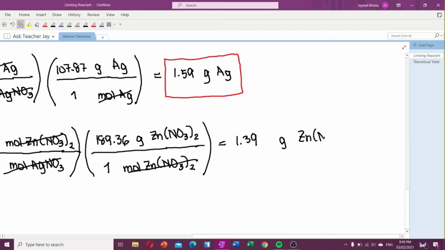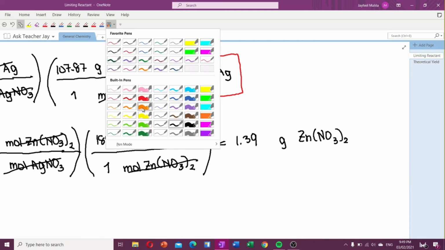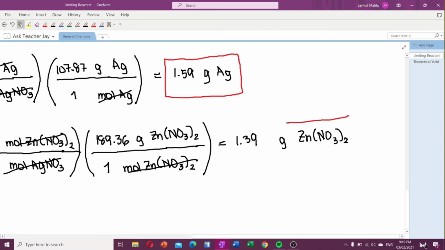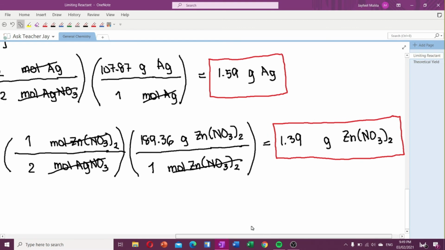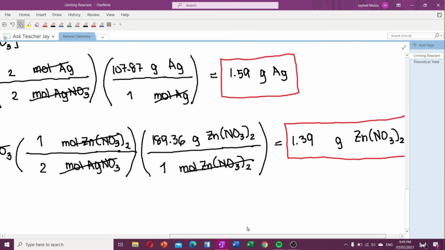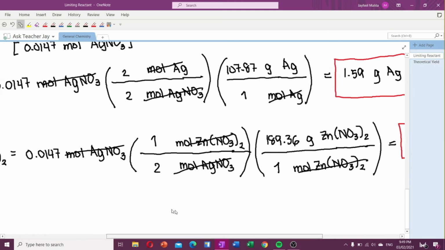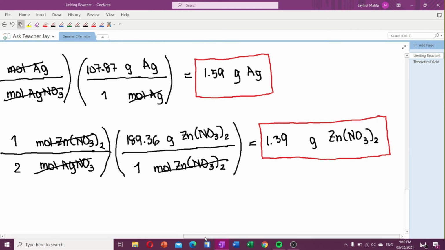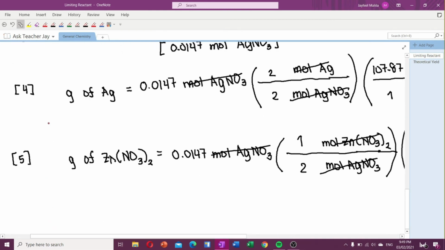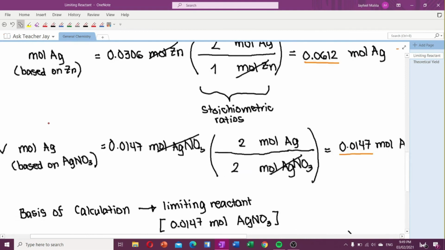I won't highlight the 3 significant figures as often anymore because I might forget, but it's a given. If you have 3 significant figures as your initial values, your answer should also be reported in 3 significant figures. So we're done with the amounts of Ag and the amounts of zinc nitrate in grams.